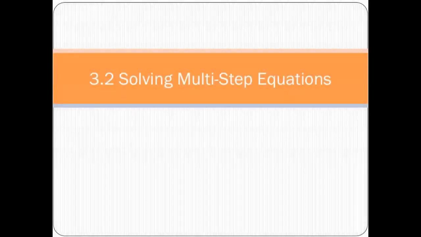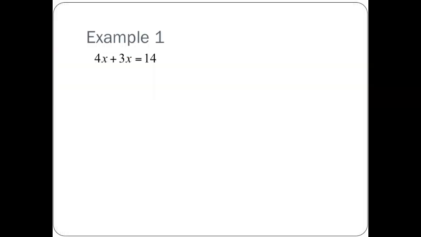Today we're going to continue solving equations. In particular, we're going to be working with multi-step equations. So the first example we have here is 4x plus 3x equals 14. To solve this, we're going to start by simplifying the left-hand side as much as we can. So 4x and 3x are like terms, so we can combine those and get 7x, which is equal to 14. And then from here, we can divide both sides by 7. So the 7's cancel out, and that leaves us with 14 over 7, which is equal to 2. So x is equal to 2.